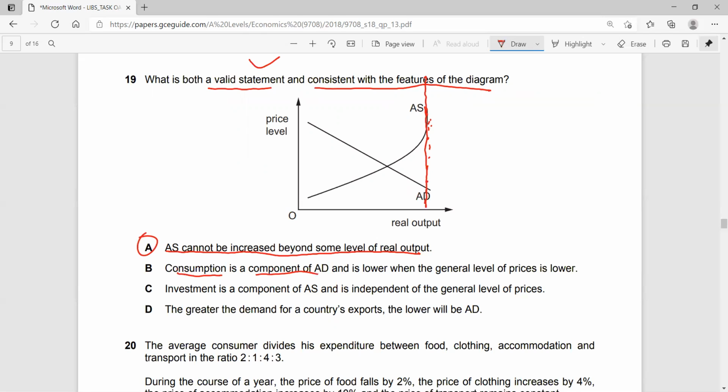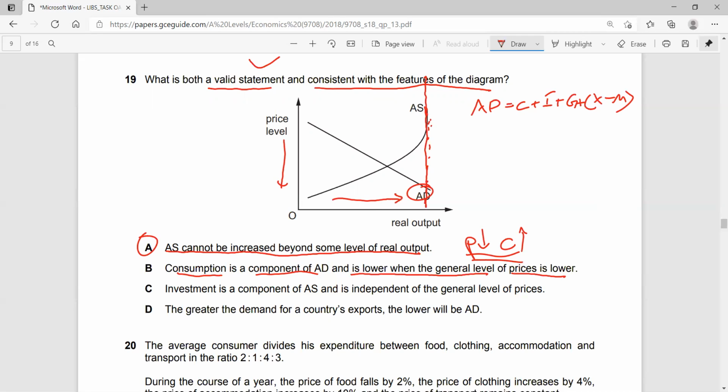Consumption is a component of AD. Now this is true. AD is C plus I plus G plus X minus M. So it is a component of AD and is lower when the general level of prices is lower. This is wrong. When prices are lower, consumption is actually higher. So logically speaking, it's also shown by the diagram that when prices are lower, the aggregate demand, as you see, is greater. The output is greater. So if consumption is a component of AD, if anything, even the diagram shows that AD is higher when prices are lower.